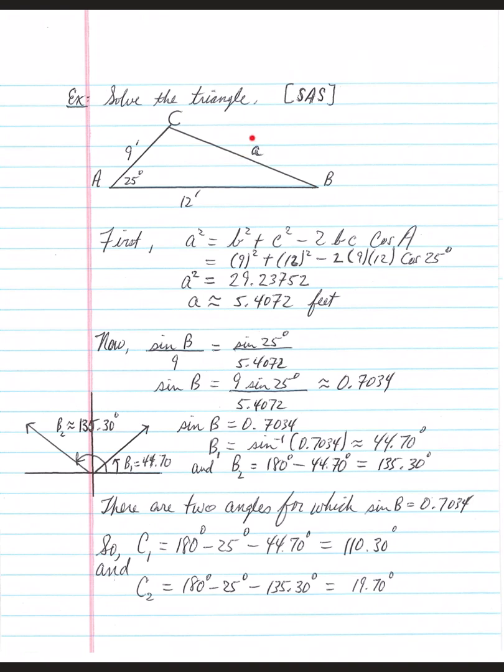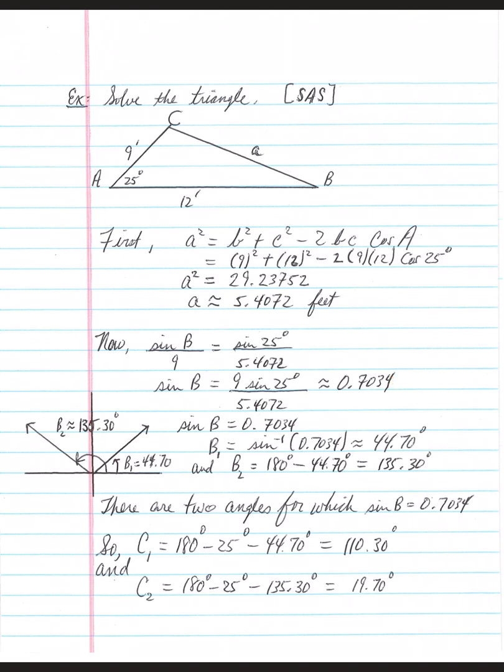Now we have all three sides. We just found A, we know B, we know C. It's these two angles of B and C that we're after now. I randomly picked B. I could have gone for C, but sine of B over length B is equal to sine 25 over 5.4072. I purposefully held on to several decimals so it improves the accuracy throughout the problem. Multiply both sides by 9. This fraction calculates out to 0.7034.